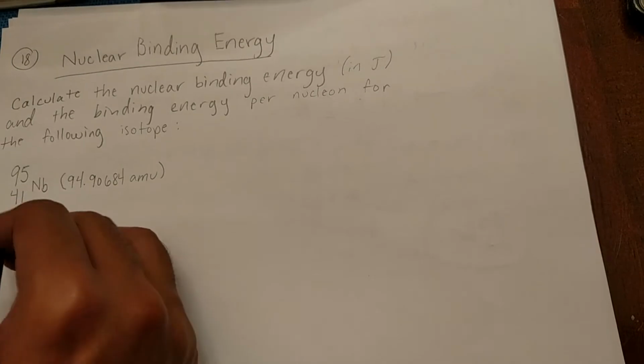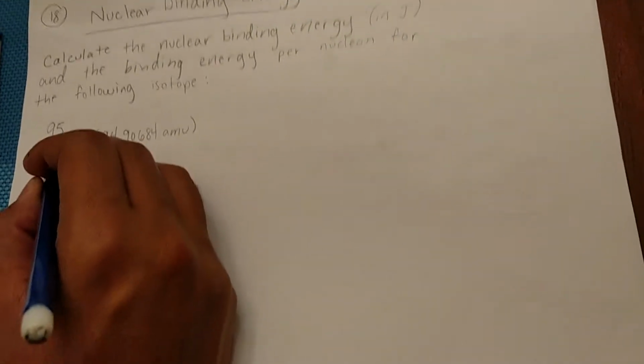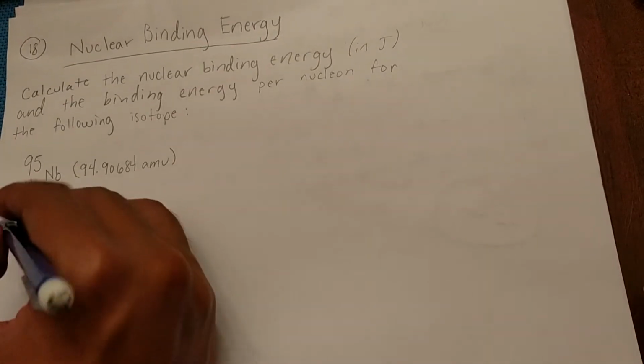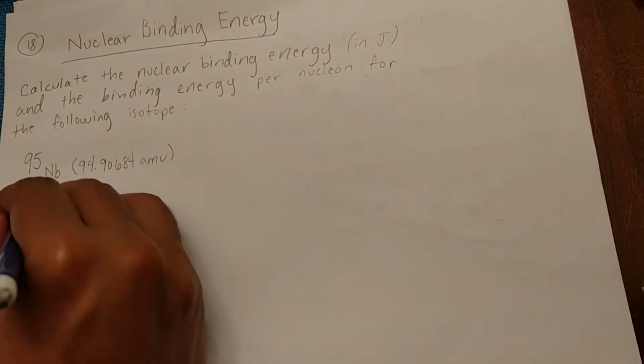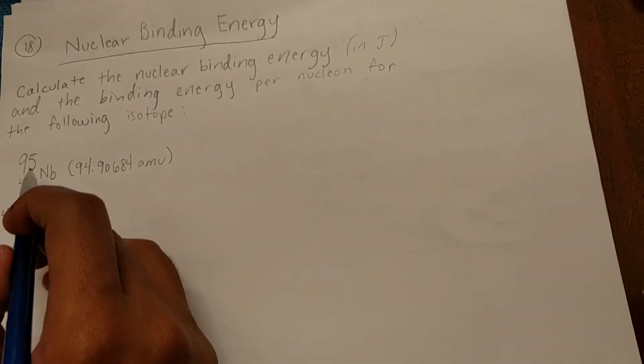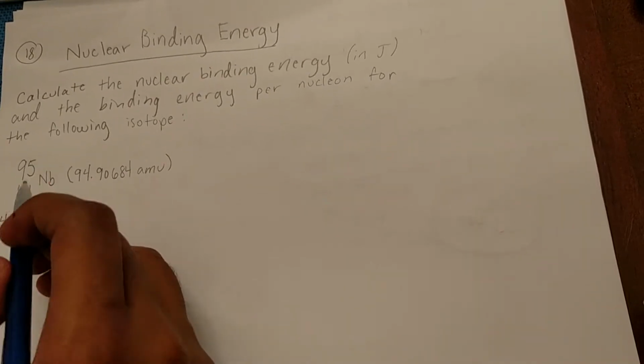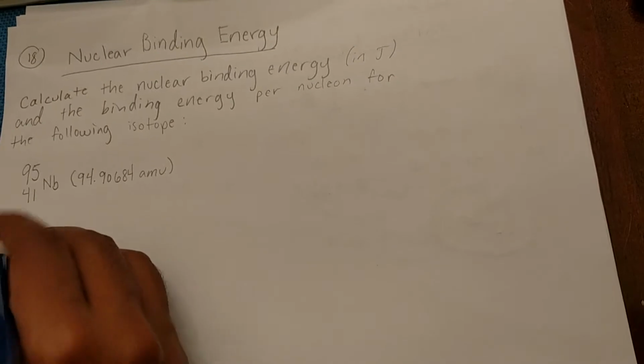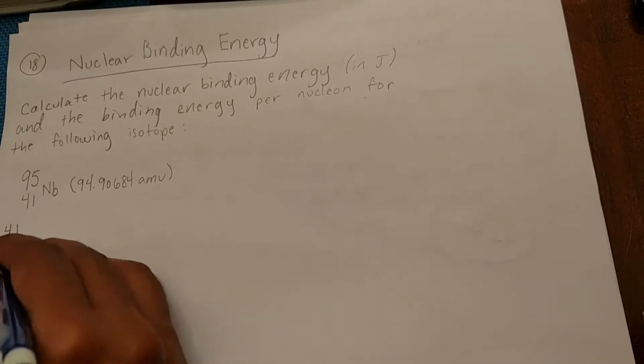So we know we have the 41 as the atomic number, so we know that there are 41 protons in niobium. So write down 41, and we subtract 95 minus 41 to get the number of neutrons. So you subtract that in your calculator real quick, you get 54.